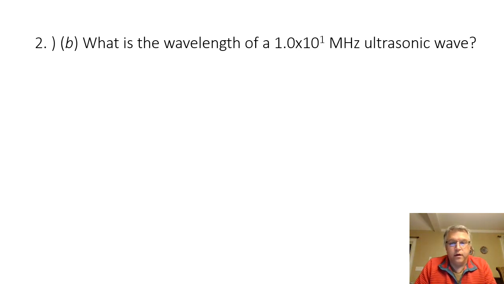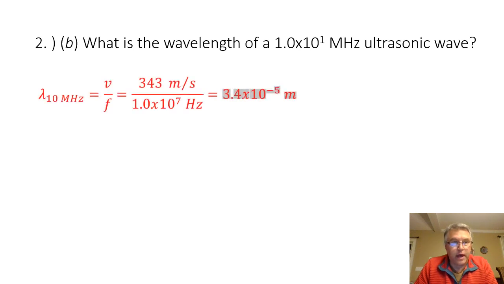Part B of question 2 asks, what is the wavelength of a 1.0 times 10 to the first megahertz ultrasonic wave? Again, we're going to assume this is at room temperature, just like part A. So to find the wavelength at 10 megahertz, I know that I'm going to use my velocity of 343 meters per second and divide that by the frequency 1.0 times 10 to the 7th hertz, because remember mega is 10 to the 6th, so I have to add that 6 to the 1 right here, and I will get 10 to the 7th hertz. And when I do that multiplication out, I will get a wavelength of 3.4 times 10 to the minus 5th meter.